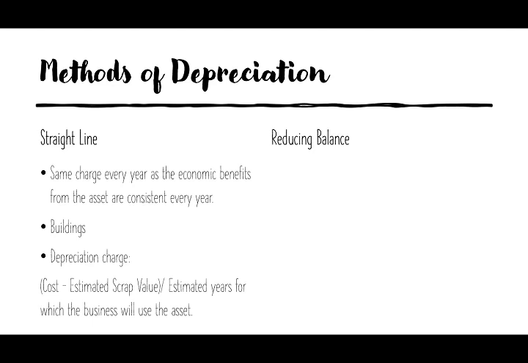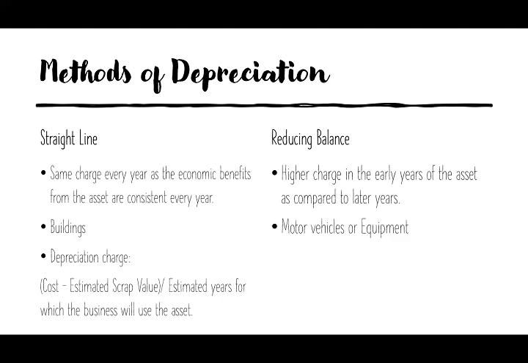On the other hand, the second method of depreciation is reducing balance. In this method, we charge higher depreciation in the initial years as compared to the later years, because the benefit or usage of the asset in the initial years is much higher as compared to the later years, like in the case of motor vehicles or equipment. Here you will be given a rate of a percentage multiplied by the carrying value of the asset. With the help of questions, I'm going to explain how exactly we apply these formulas.